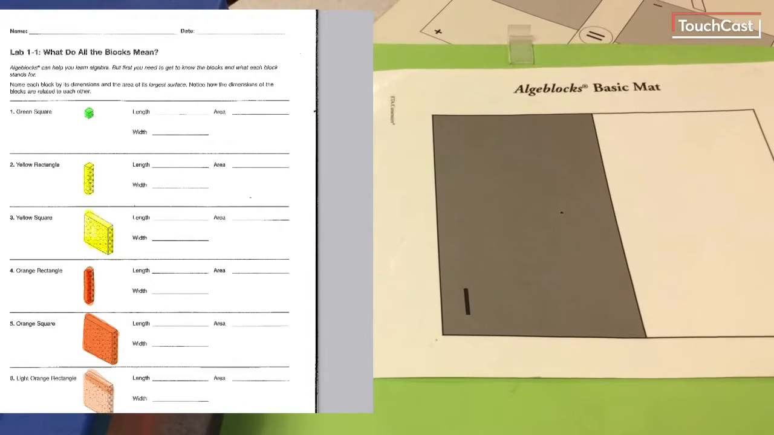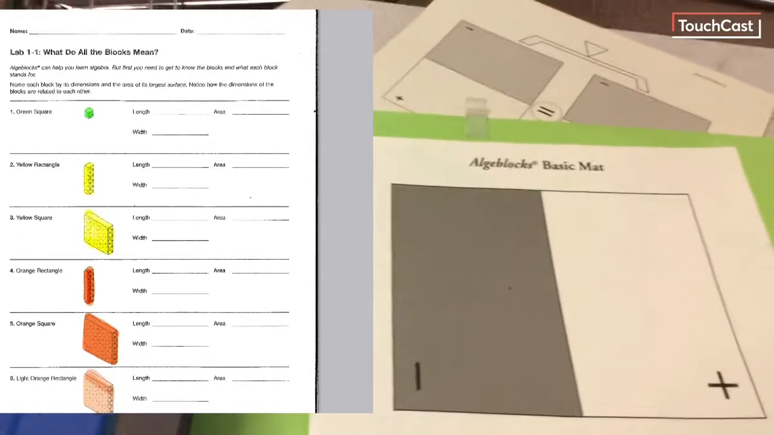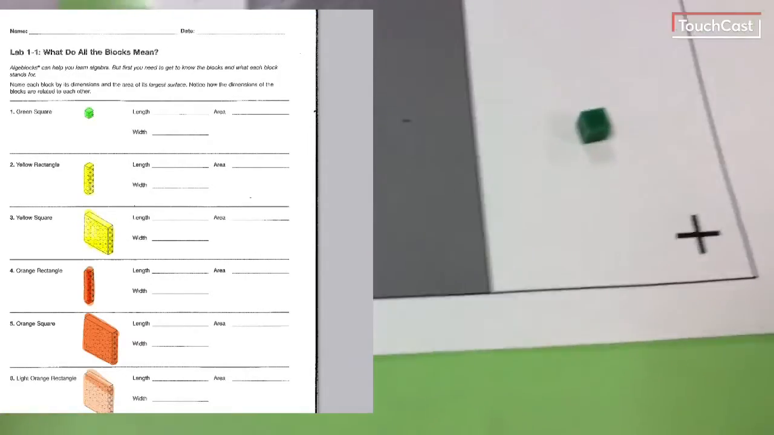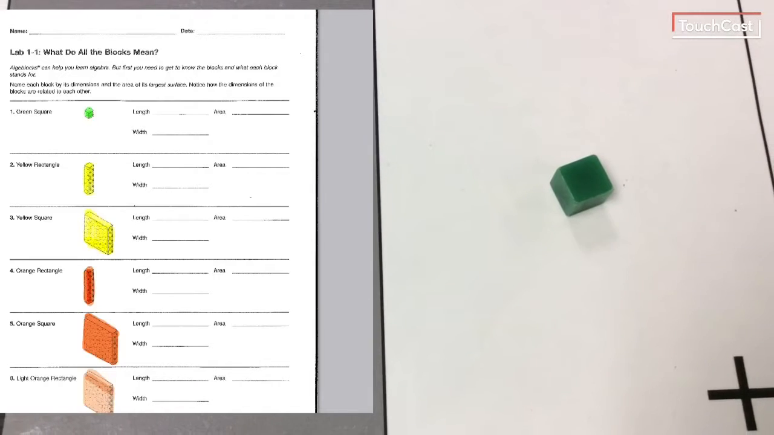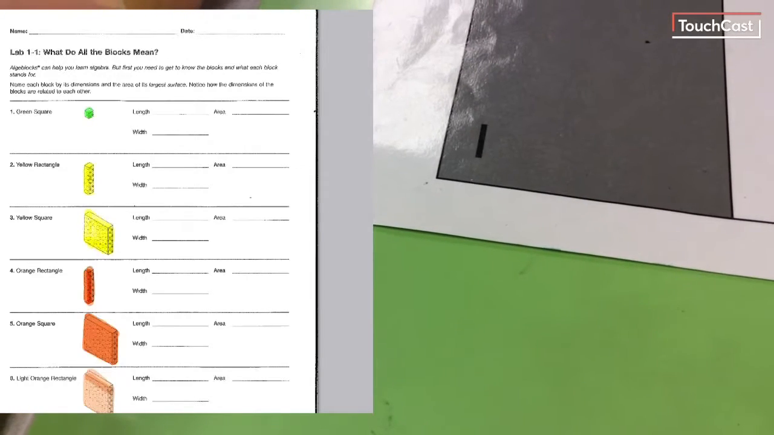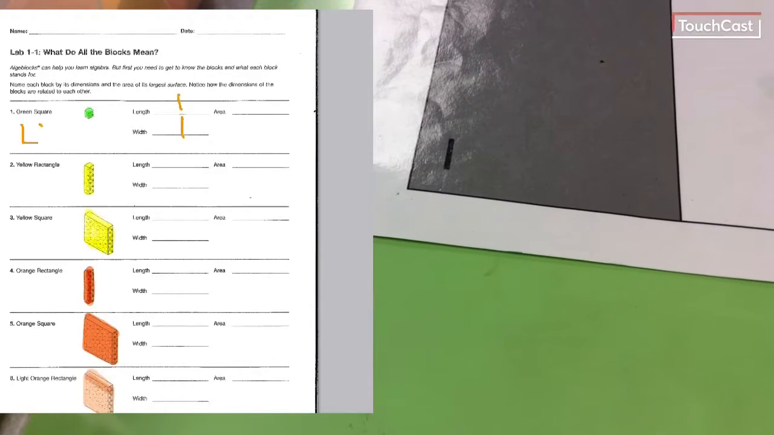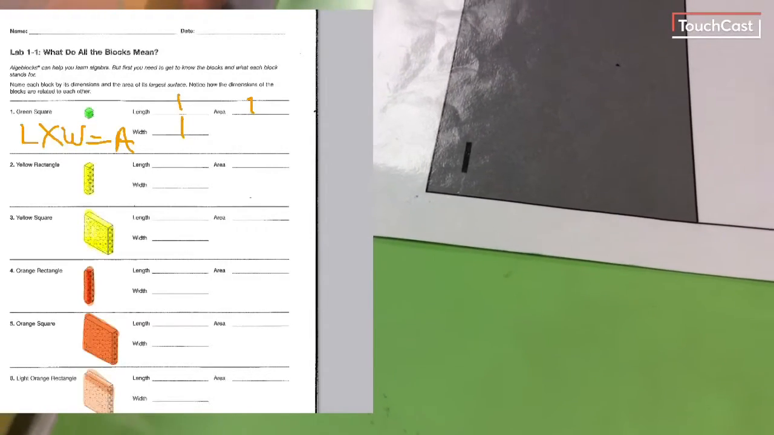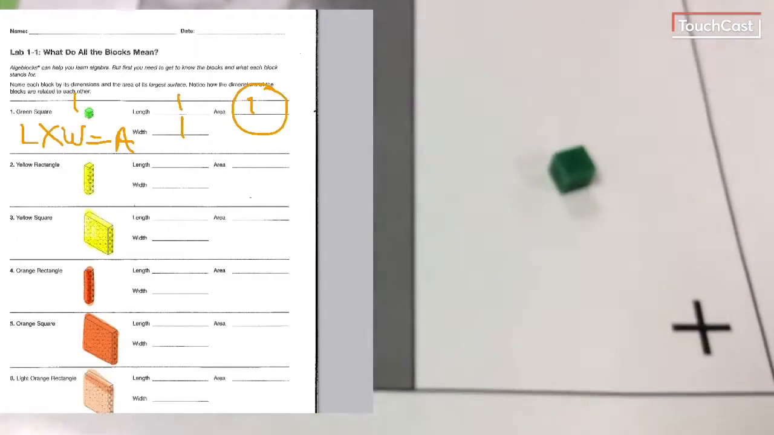Okay, the first thing we're going to do is name each block by its dimensions, finding the area of the blocks. The first block that we will use is the green square. Okay, that's the green square. You can see that the green square has a side length of 1 and a width of 1. So we will write 1 for the length, 1 for the width. Remember that length times width equals the area. So the area of the green square is 1. So from now on, we will call the green square 1. Okay? That is our 1 unit.